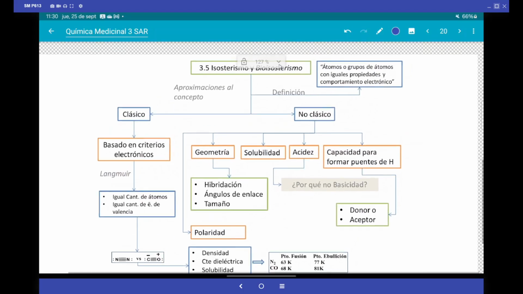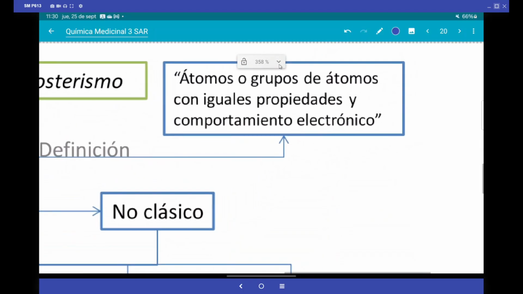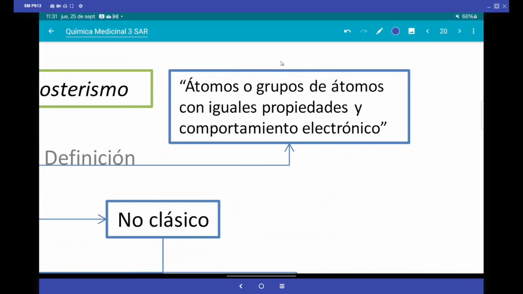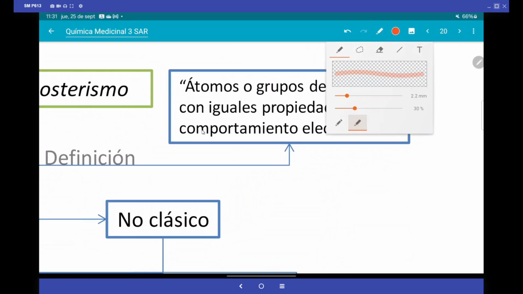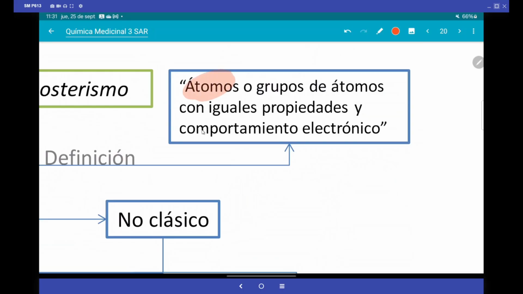We are approaching the concept, because it is a somewhat abstract concept. The classic definition says they are isosteric atoms or groups of atoms. Then there we have two things. It is a lax concept, not a specific concept. Atoms or groups of atoms largely associated with the same properties and electronic behavior. That is super ambiguous, because it says the same properties. What properties? The same electronic behavior. What type of electronic behavior? It can be of many types.